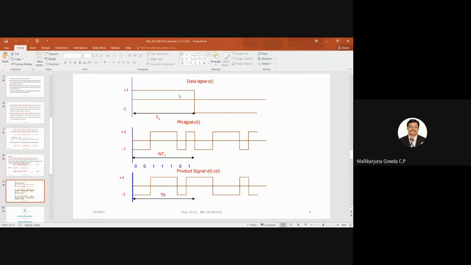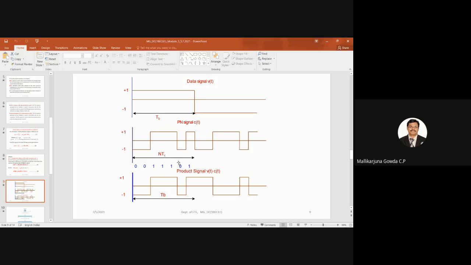What I said here is I have taken 2 information bits. The first bit is 1, the second bit is 0. I said how I represented that 1 and 0: 1 by a positive pulse and 0 by a negative pulse, right? And then this is my pseudonoise signal. What is the length of the pseudonoise signal? It is 7 bits. So I have taken 7 bits as my pseudonoise sequence length.